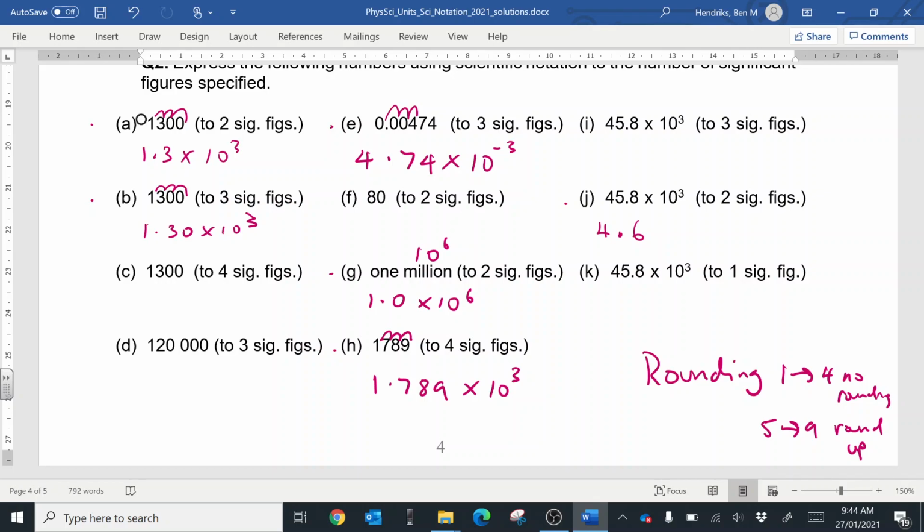And because this is 45.8, see how we've had to shift the decimal place back this way, we actually have to increase our order of magnitude. Okay, so if we were to write this out in full, we have 45.8 times 10 to the 3, so that is actually equal to 45,800. Okay, so sometimes it is useful to write those out. So if we then had to change that to 2 significant figures, it might be easier for you to say, well, there's 4.6 times 10 to the 4 because we've got 4 there, 1, 2, 3, 4.